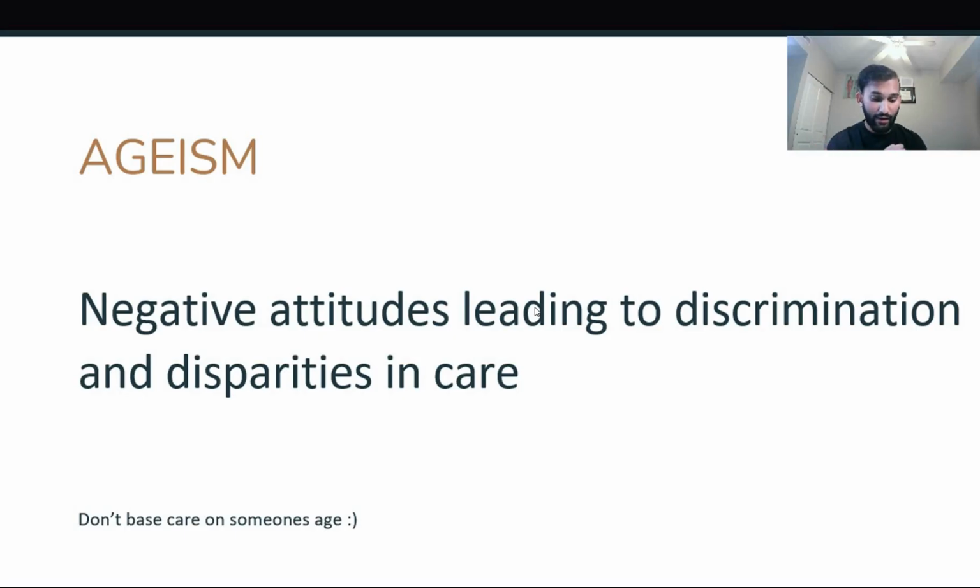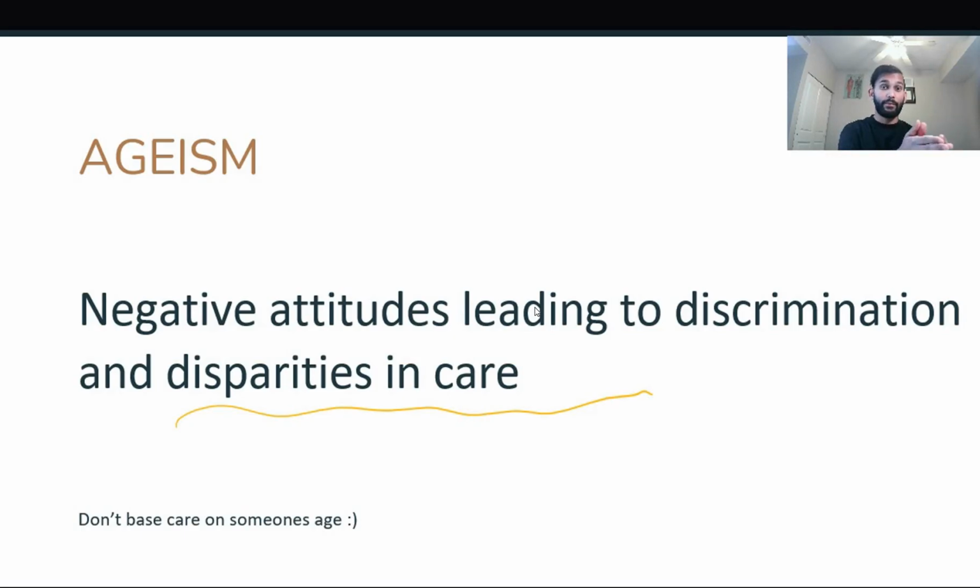We have defined this as negative attitude leading to discrimination and disparities in the care. When we say disparities in the care, what we mean is, let's say we're going to give instruction about any kind of procedure, for example, cardioversion. We will not try our best to give them the instruction because we'll have this mindset that, oh, this patient is old and therefore they will not be able to understand the procedure. No, we are not supposed to do that.